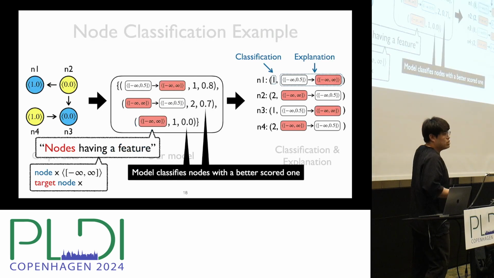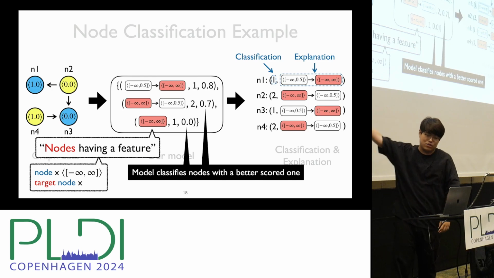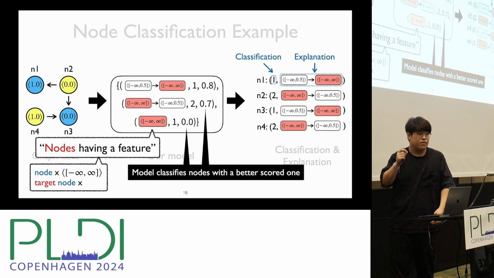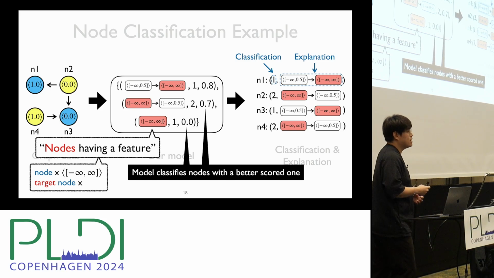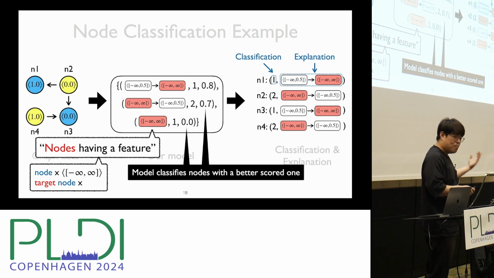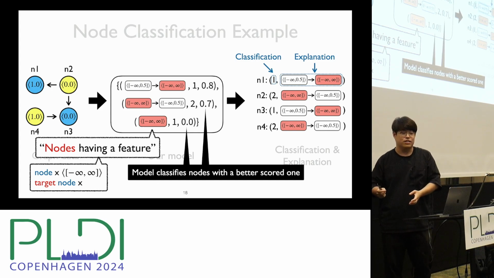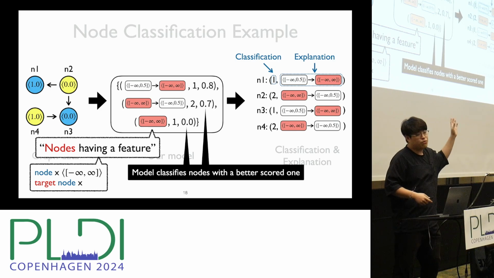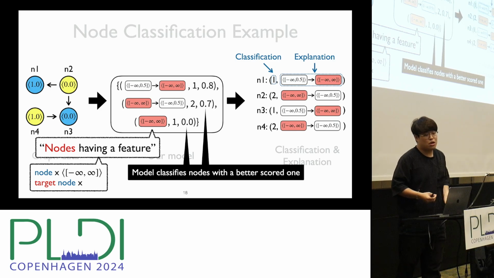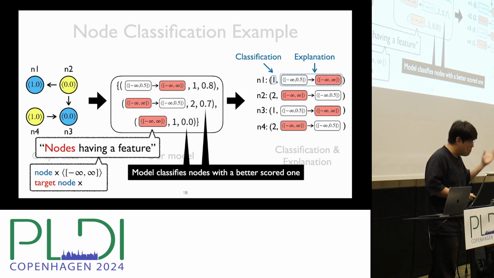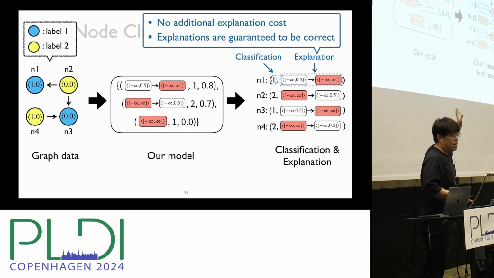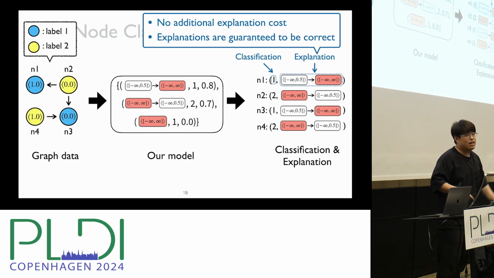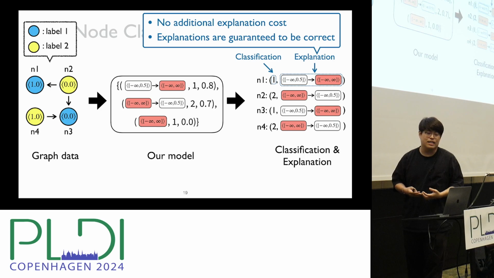The third program is describing all the 4 nodes in the given graph data, which makes a conflict with the second program. In such a conflict, our model uses the better scored program for the classification. So the 2 nodes N2 and N4 are classified into label 2 because the second program has a better score. So now, all the 4 nodes are accurately classified, and the explanations are simultaneously provided.